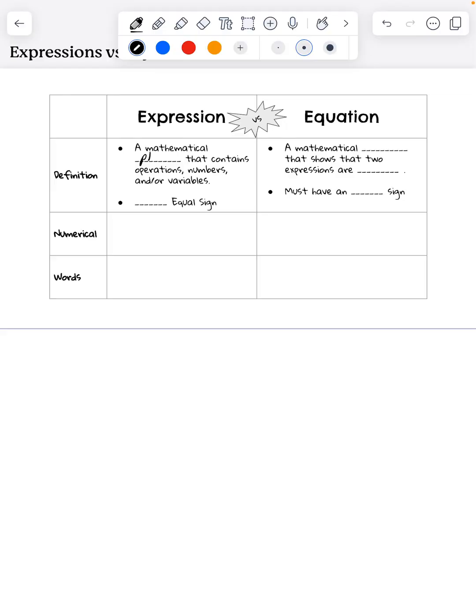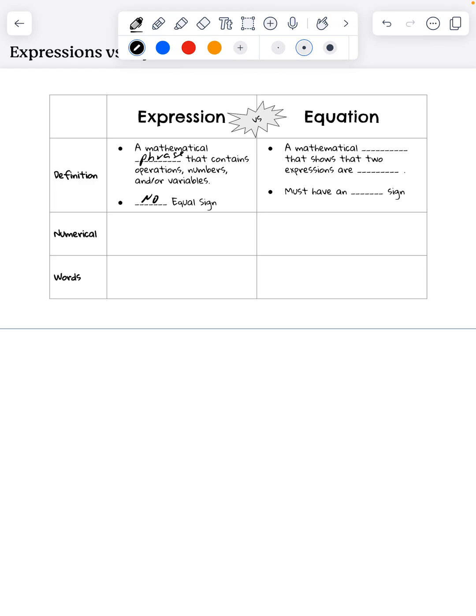All right, so today we're going to talk about the difference between an expression versus an equation. An expression is a mathematical phrase that contains operations, numbers, and/or variables. There is no equal sign. Basically, an expression is part of a full math sentence, okay? There's no equal sign. When you have an equal sign, it's going to make a full math sentence.